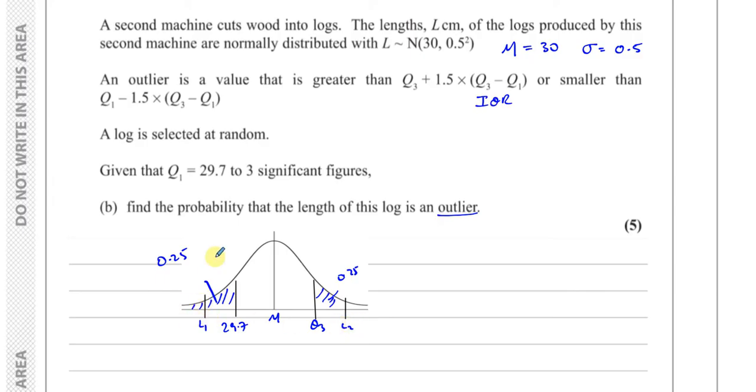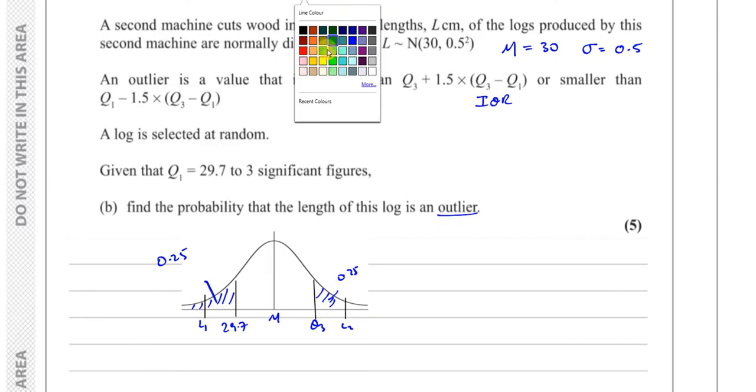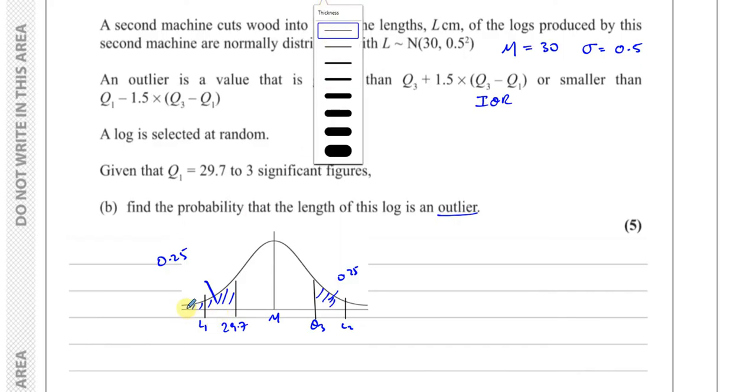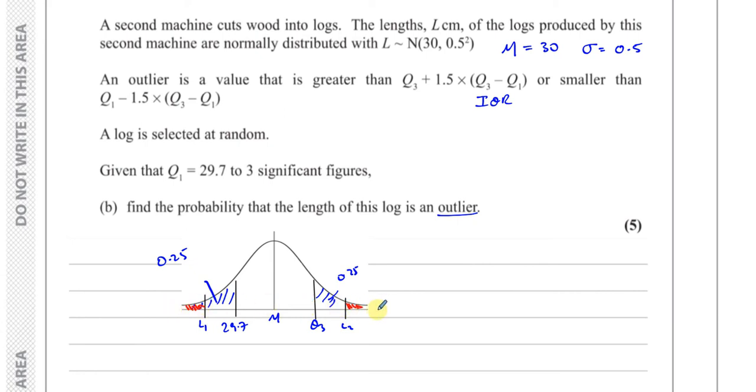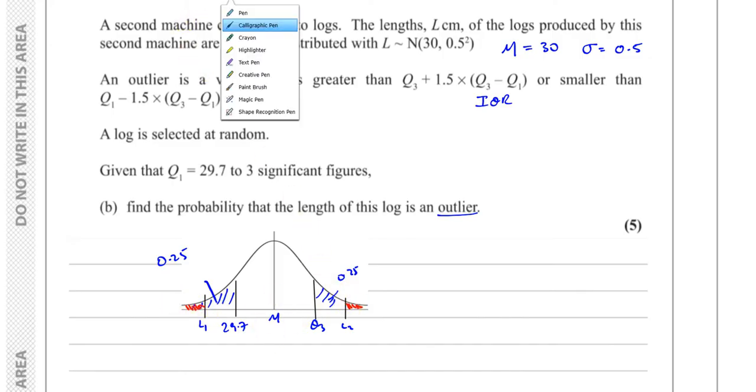So we're looking for basically the probability that something is in this region here, and also in this region here. These two areas added together will give us our answer. That will be the probability it's outside the limits of the outlier. So I need this area and that area added together. Now, what I can do is use some symmetry here.